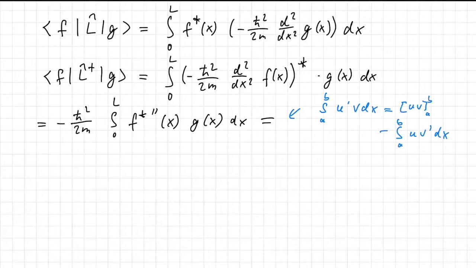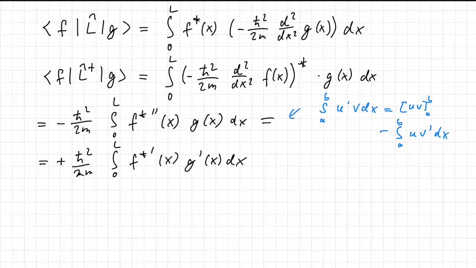So if we do the first, we get that this is equal to plus h squared over 2m, integral from 0 to L, f star prime x g prime x dx. So this is this integral part. There's a minus sign here, that's why we get a plus here. And we transferred one d dx from here to the function g. That's why we have f star prime and g prime here.